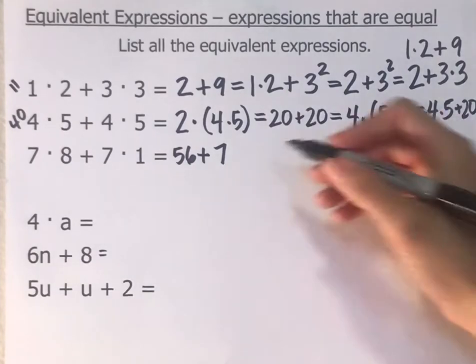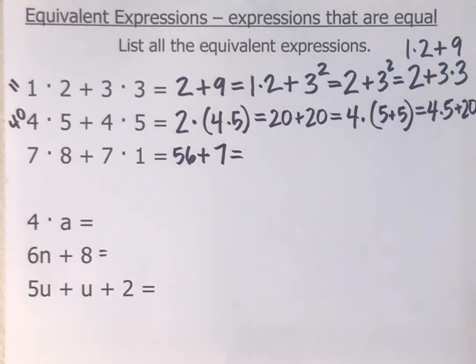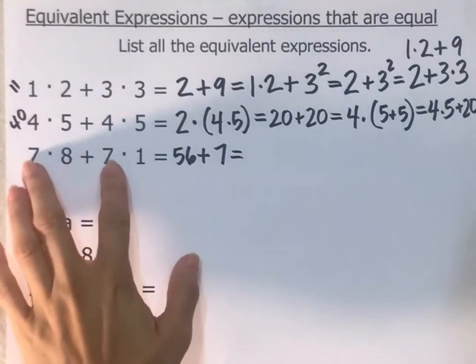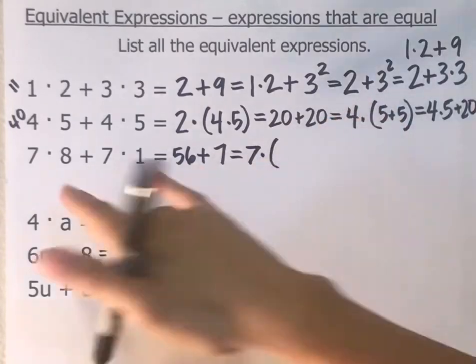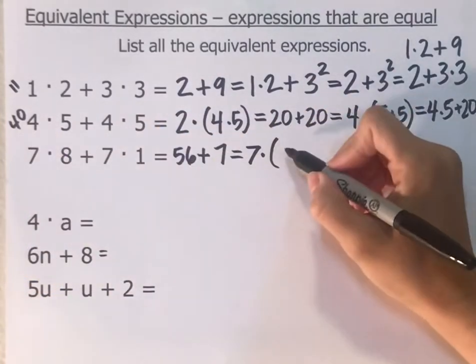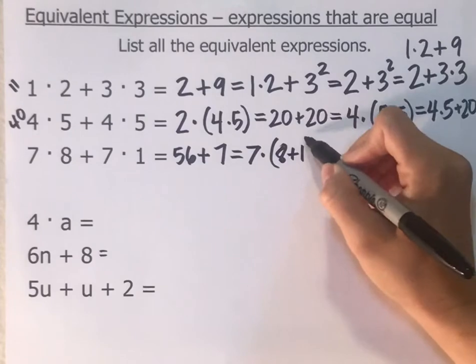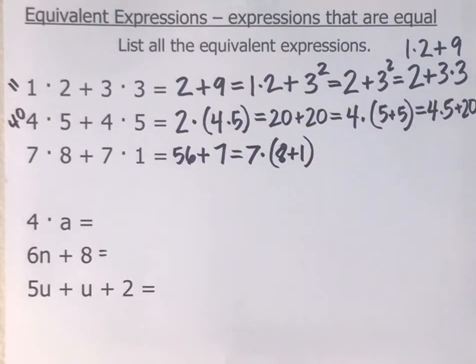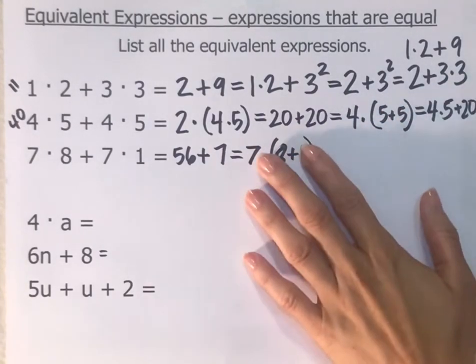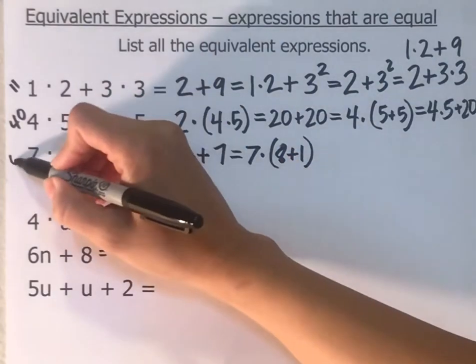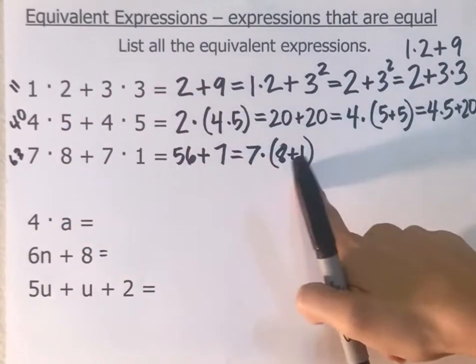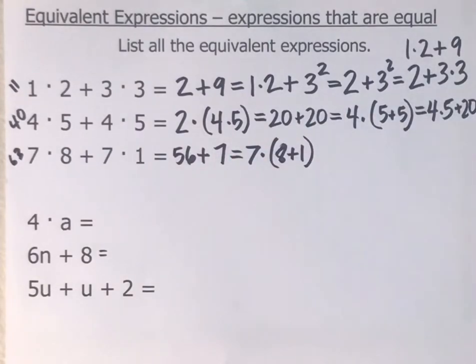Okay, another one we could do is, again, do you see how I have two 7s? So I'm going to pull out that common 7. I'm going to times that by what's left, 8 and 1. So I'm going to do 8 plus 1, okay? And that's going to be 9, and 9 times 7 is 63. So all of these needed to equal 63. So I can see so far I've got 63 with all of those.